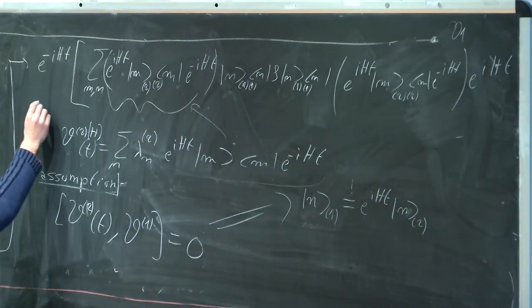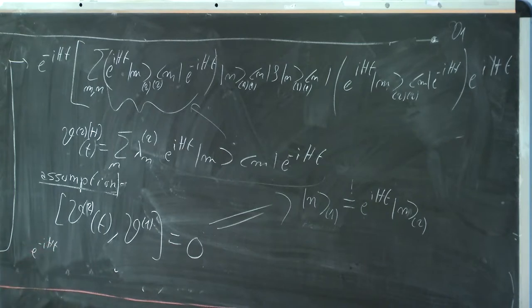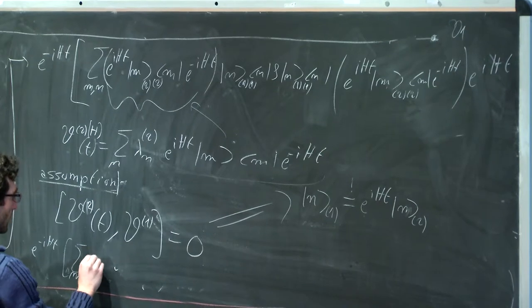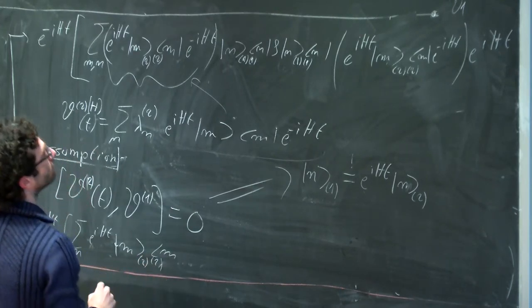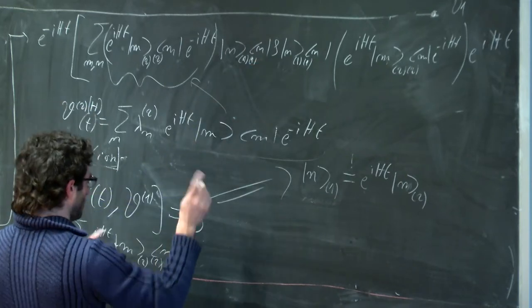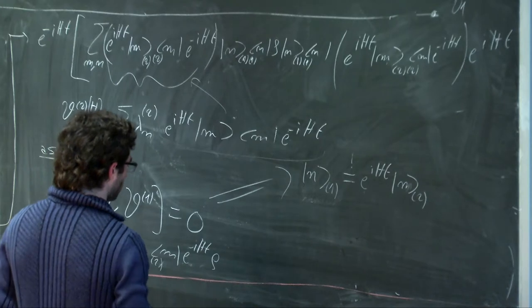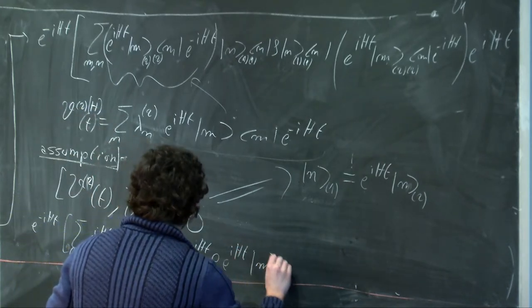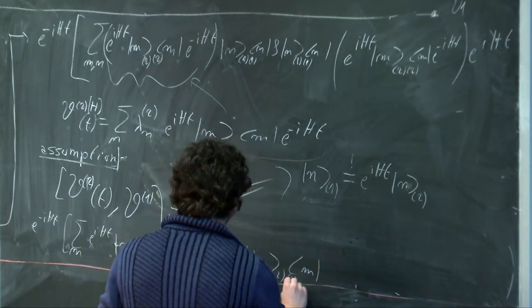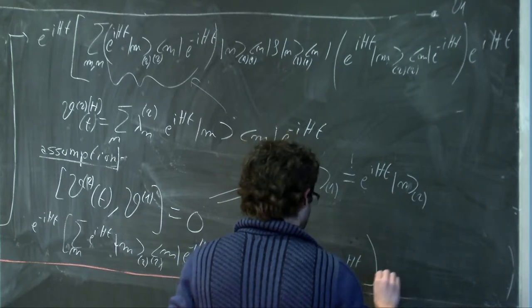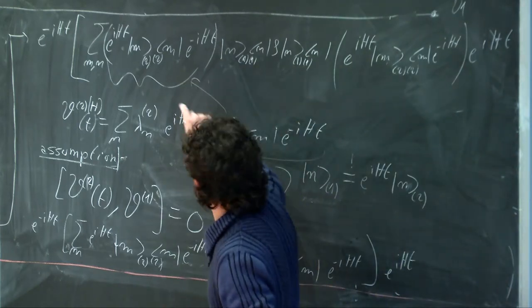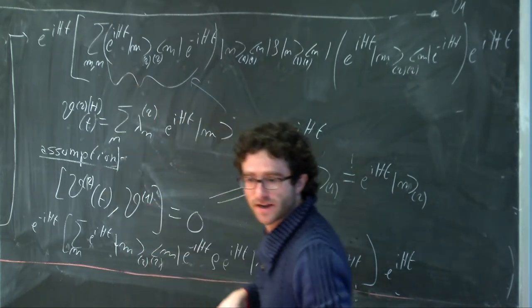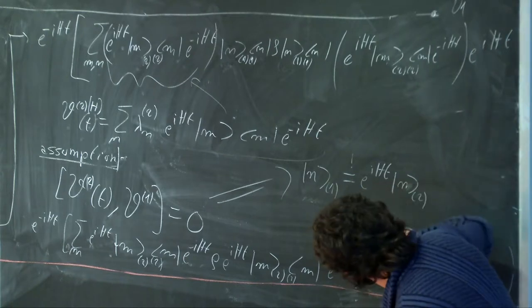So finally, your density matrix becomes e^{-iHt}, and you have the sum over m of e^{iHt} |m2><m2| e^{iHt} rho e^{iHt} |m2><m2| e^{-iHt}, everything times e^{iHt}. Under this assumption this is a Kronecker delta, so I can choose n equal to this e^{iHt} |n>, and everything simplifies. Let's simplify.